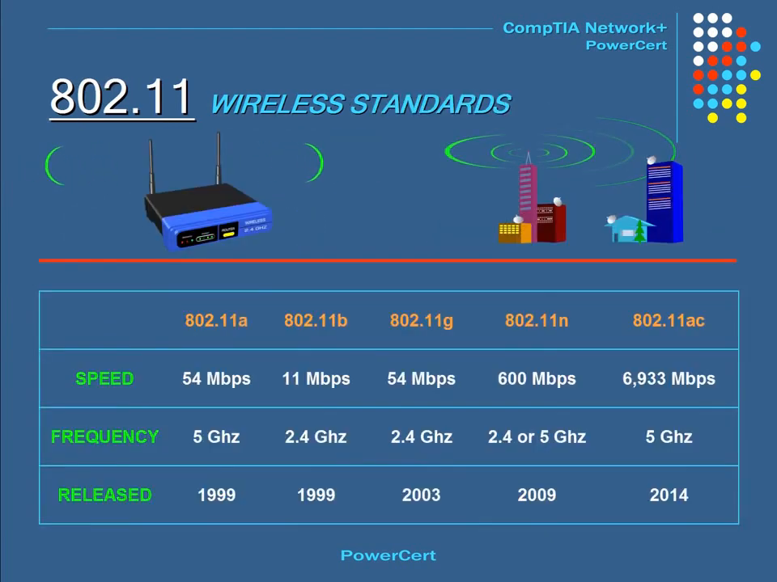And here is a chart of the speed, frequencies, and release year for each one. Starting with the first wireless standard, which is 802.11a, which came out in 1999, and the latest standard is the 802.11ac standard, which was released in 2014.